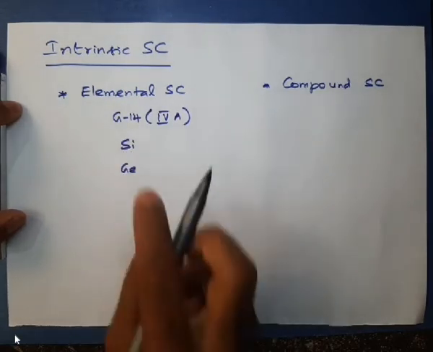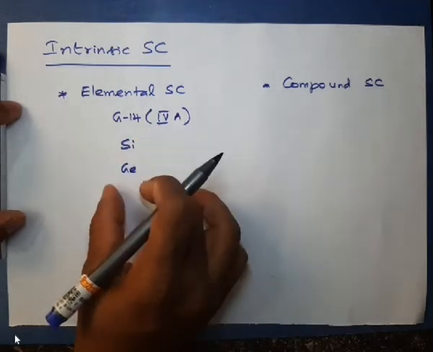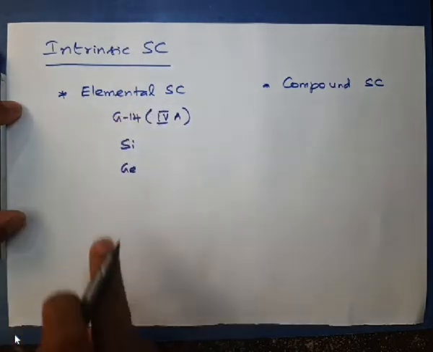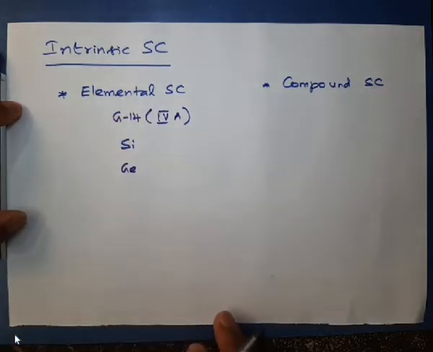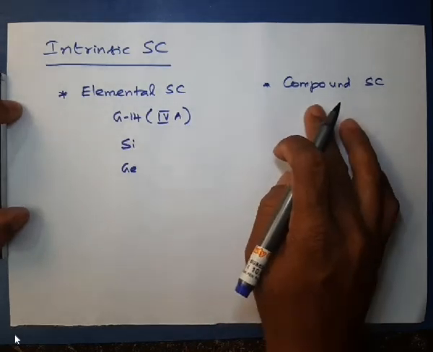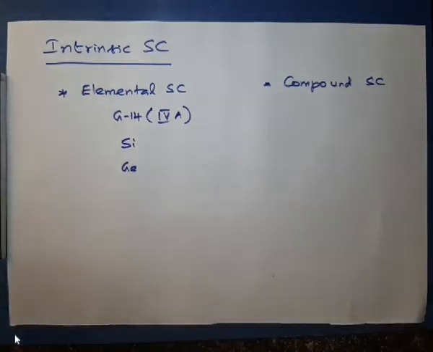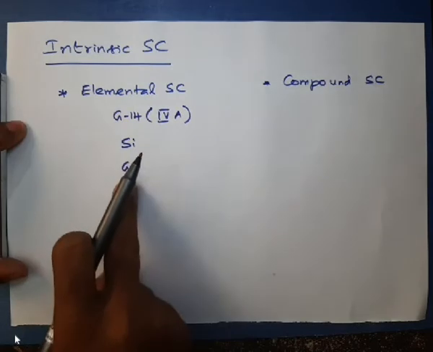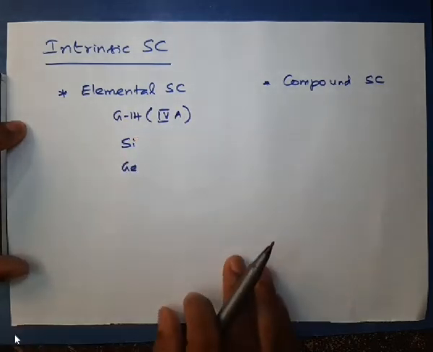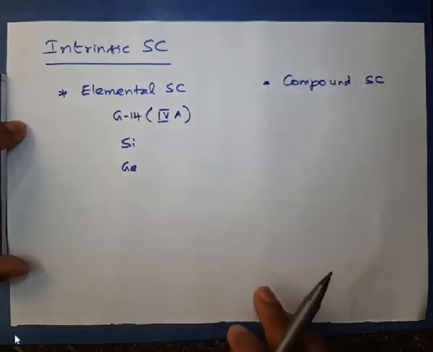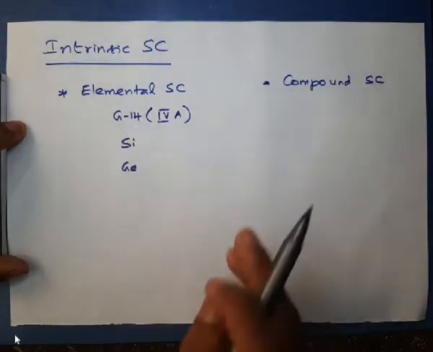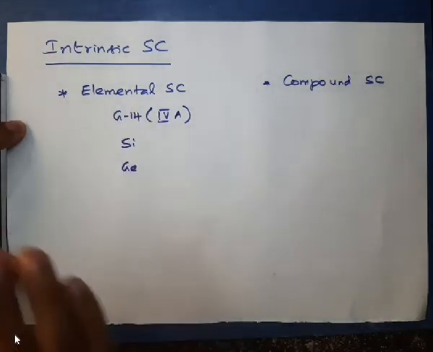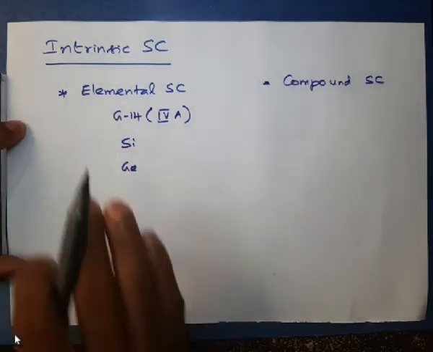Their band gaps are less than 3 electron volt. So these materials are called intrinsic semiconductors, elemental intrinsic semiconductors. Remember, for elemental semiconductors, silicon and germanium are very good examples. The band gap of silicon is 1.1 electron volt and the band gap of germanium is 0.67 electron volt. Both have values less than 3 electron volt, so they are examples of elemental semiconductors.